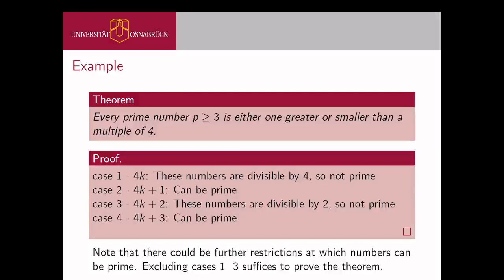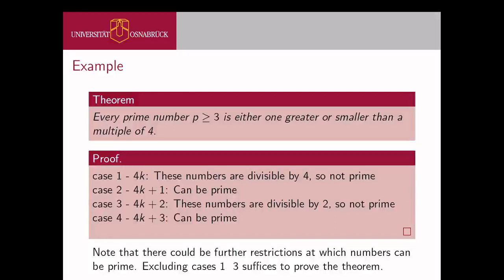For example, if you have the number 7, it can be expressed as 4k plus 3. It's 4 times 1 plus 3. Or you can express it as 4k minus 1, which would be 4 times 2 minus 1. Okay, so we are saying that we can express every prime number as 1 greater or smaller than a multiple of 4.